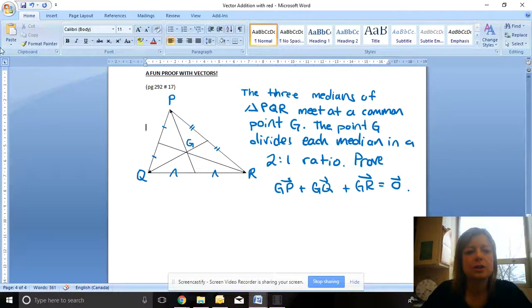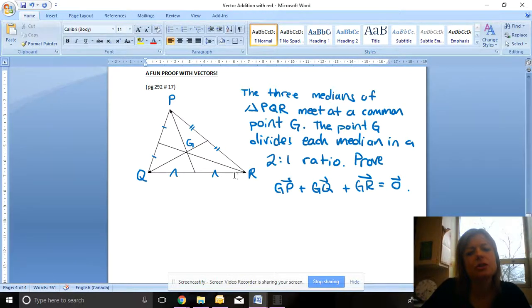So this is question 17 from page 292. The first thing I want to do is copy it down and make sure that you understand it. PQR is a triangle and it has three medians. Remember, medians bisect the side and go through the opposite vertex. They meet at a common point, in this case we're calling it G. The point G divides each median in a 2-to-1 ratio. This is a known fact, not something we found. This is something the question is giving us, and we will use it as a fact later.